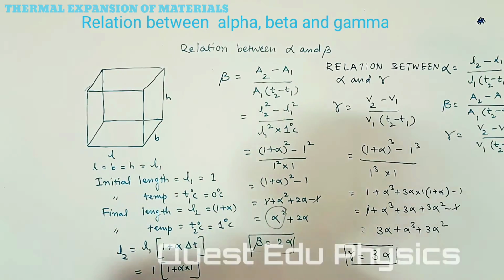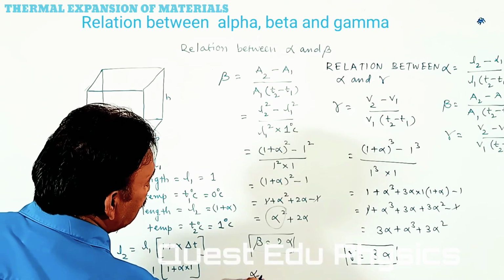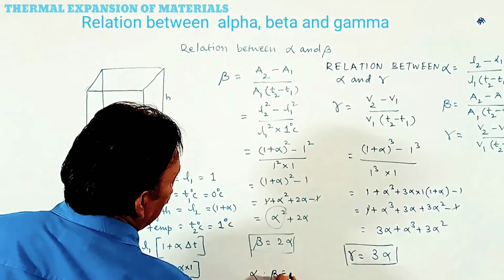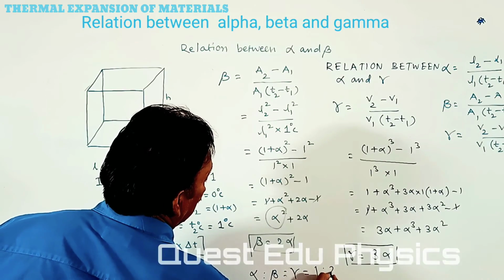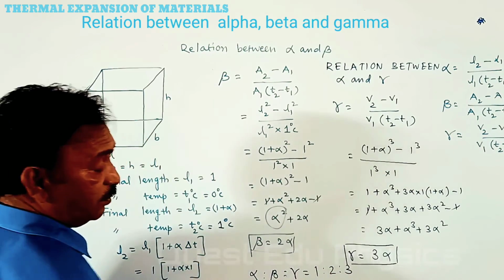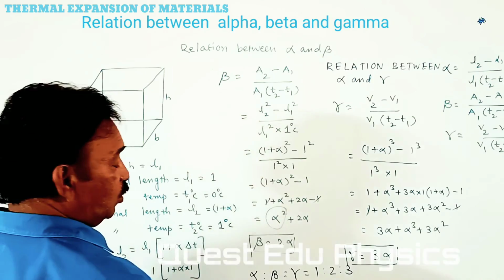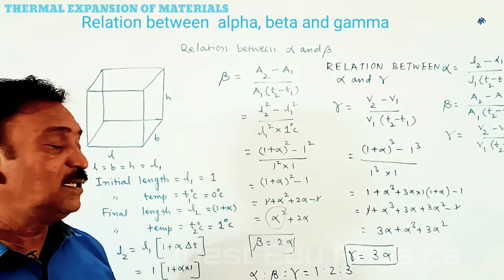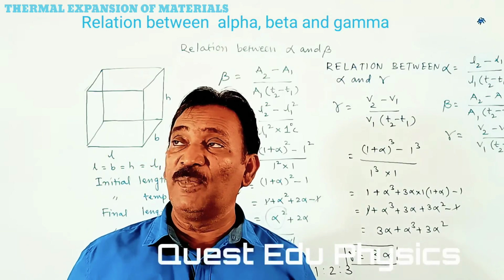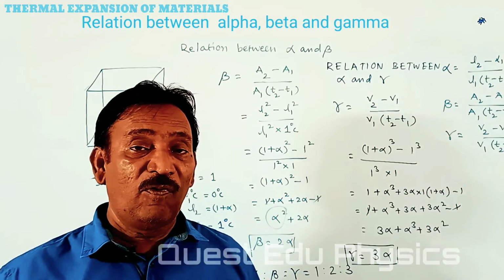Then the relation could be written as alpha is to beta is to gamma is equal to 1 is to 2 is to 3, students. Okay, students. Alpha is to beta is to gamma is equal to 1 is to 2 is to 3. It is a relation between alpha, beta, and gamma.